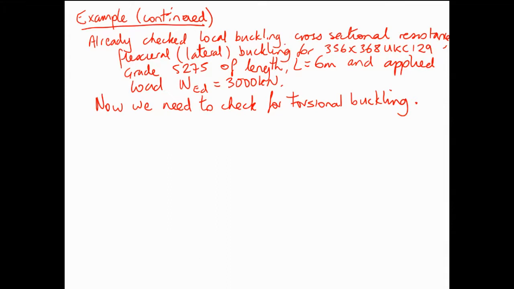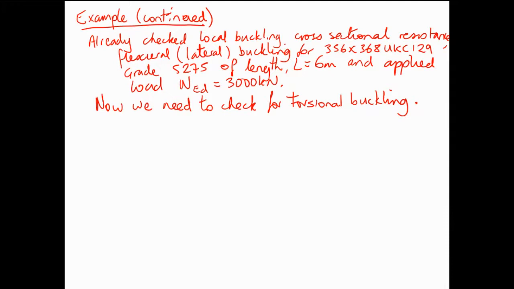Okay, so looking at torsional buckling, we're going to extend on the previous example, where we had checked for local buckling. We also checked for cross-section resistance. We estimated what the cross-section resistance was. We looked at what the flexural lateral buckling was for this section, which is a 356 by 368 UKC, 129 kilograms per meter length. It's grade S275. L was 6 meters in length, and has an applied load of 3,000 kilonewtons in it. Now we're going to check for torsional buckling.